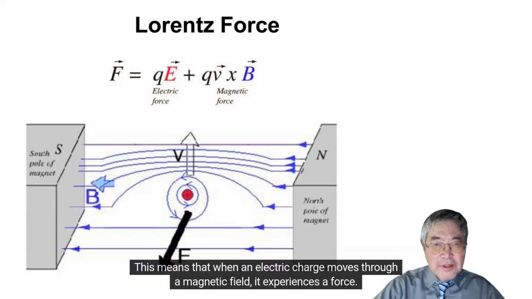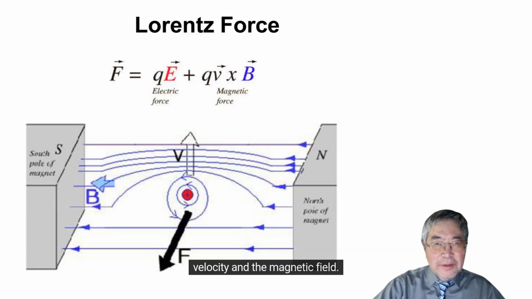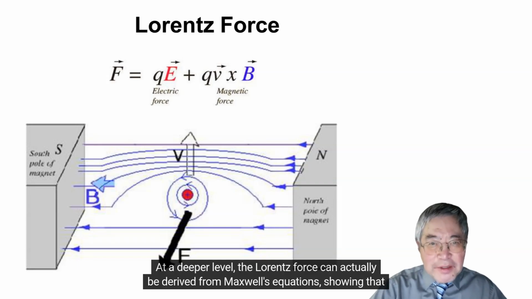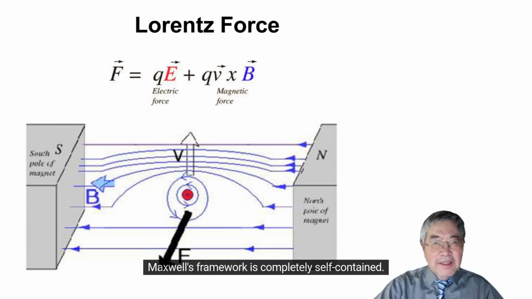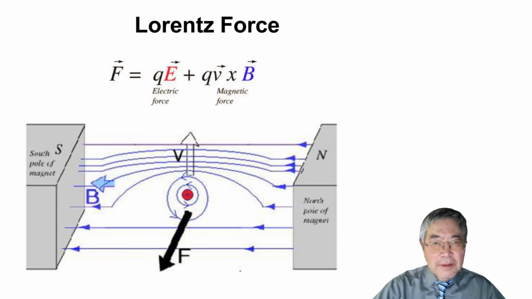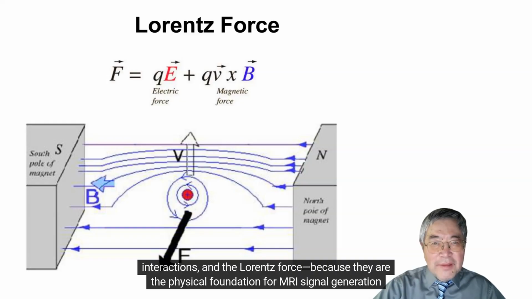This means that when an electric charge moves through a magnetic field, it experiences a force. The direction of that force is given by the cross product, which makes it perpendicular to both the velocity and the magnetic field. At a deeper level, the Lorentz force can actually be derived from Maxwell's equations, showing that Maxwell's framework is completely self-contained. Together, these equations govern all of electromagnetism: electric and magnetic fields, waves, and interactions. For us, the important point is to become familiar with these concepts, Maxwell's equations, electromagnetic interactions, and the Lorentz force, because they are the physical foundation for MRI signal generation and detection.